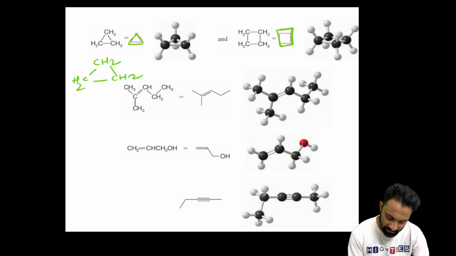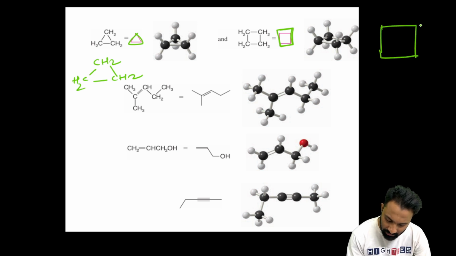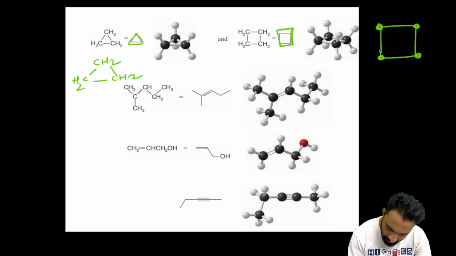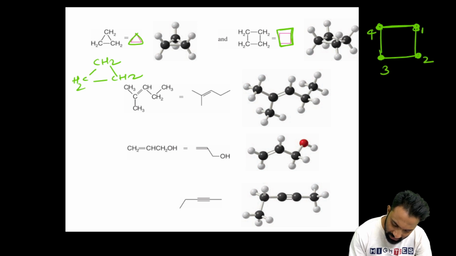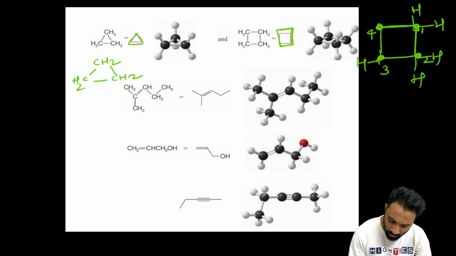It is just easy to write. Whenever you are writing the cyclobutane, you can see this is one carbon, this is one carbon, this is one carbon and this is one carbon. If I take the numbering 1, 2, 3, 4, you can see each carbon has sigma bonds and 2 hydrogens. Here 2 hydrogens, here also 2 hydrogens, here also 2 hydrogens.